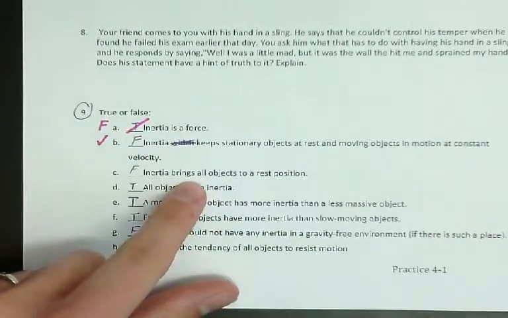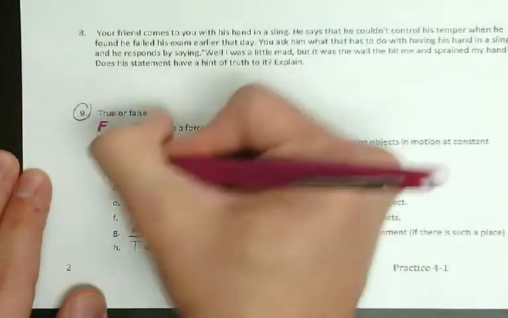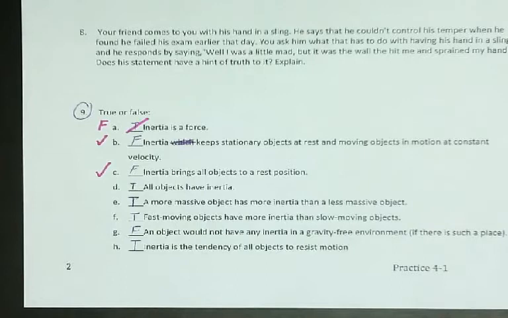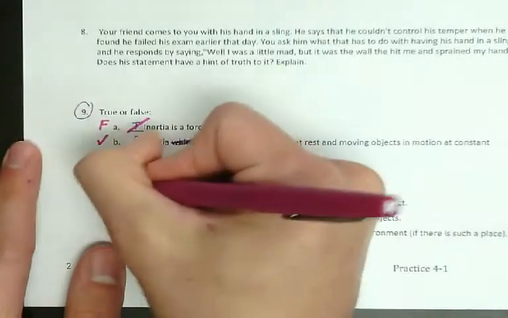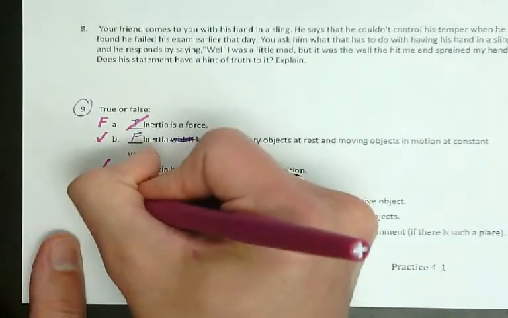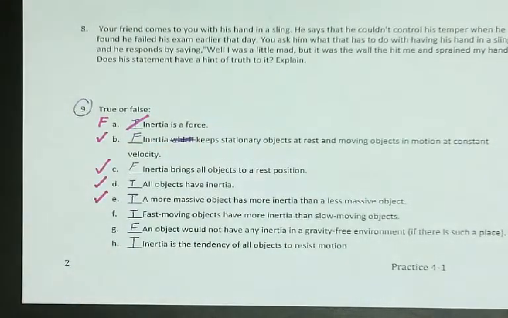Inertia brings all objects to a resting position. That is false. Inertia does not make things do stuff, so it does not bring it to a rest. So that one is false. All objects have inertia. That is true, because objects have mass. More massive objects have more inertia than less massive objects. That is also true.